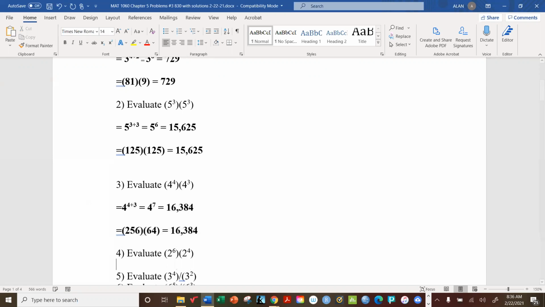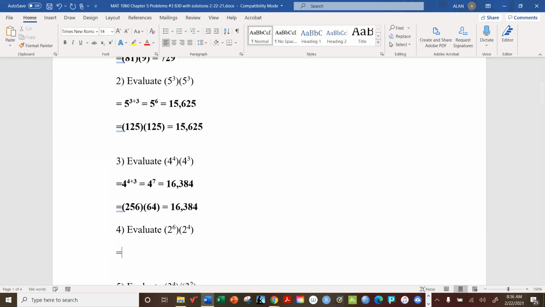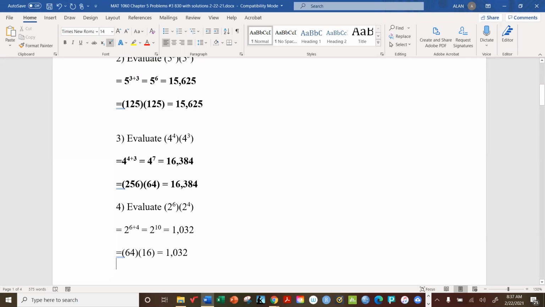All right, now, how about this one? 2 to the 6th times 2 to the 4th equals 2 to the 6 plus 4 power, and that, of course, brings me to 2 to the 10th. In this case, if you go to your calculator, you'll see that this is equal to 1,032. Or the other option is to go, all right, well, what do we have here? 2 to the 6th is 64. 2 to the 4th is 16. And therefore, that product is 1032, which should come as a surprise to no one.